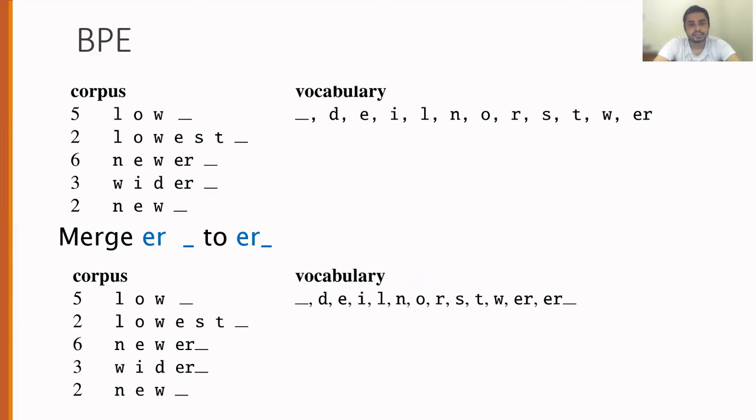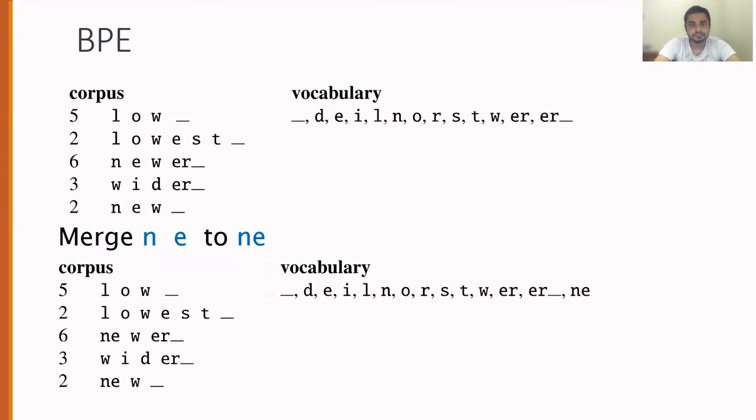After that, I will again run this step K times. As you can see, ER followed by a space is the second most frequent symbol. So we will add a new symbol, ER space, to the vocabulary and again replace that symbol in the previous occurrences in the corpus.